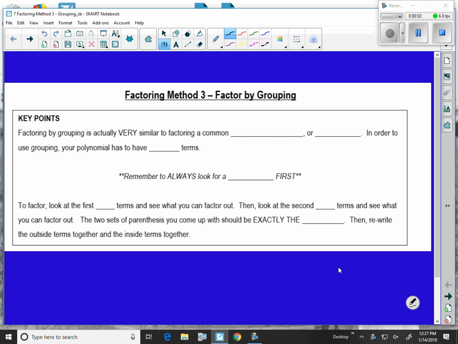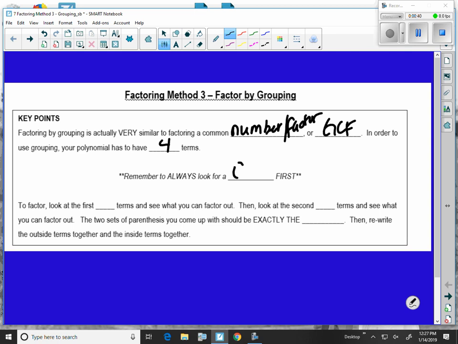Okay, so let's start out with just kind of filling some blanks, kind of talking about it. Factor by grouping is actually very similar to GCF. It's very similar to factoring out a common number. You could put factor there, or a GCF. In order to use grouping, though, guess how many terms we have to have? 4 terms. We have to have 4 terms.